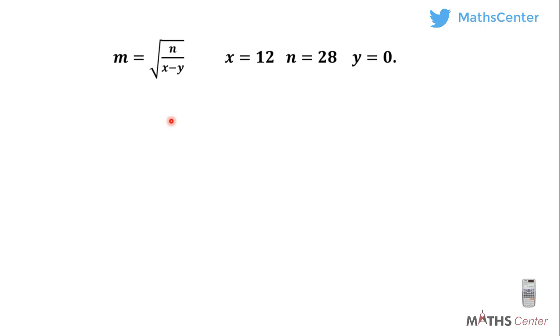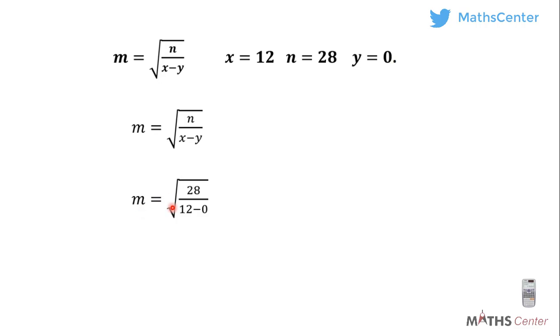Let's move on to the second part of our question. It said that we should find m when x is equal to 12, n is equal to 28, and y is equal to 0. We now have m to be square root of n over x minus y. So what do we do? We replace n with 28, x with 12 and y with 0, and that's exactly what you're going to do.